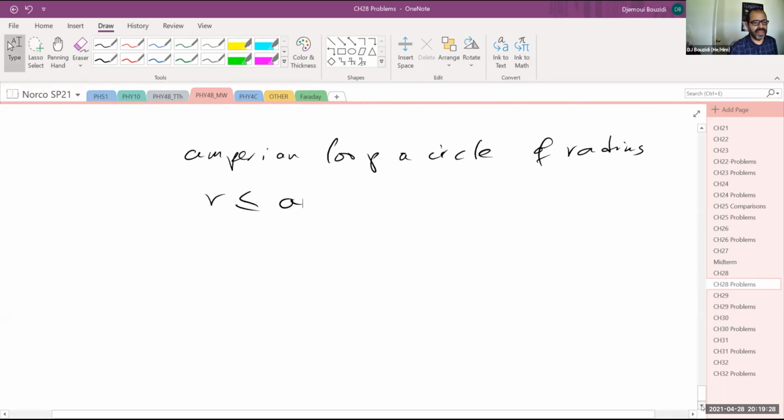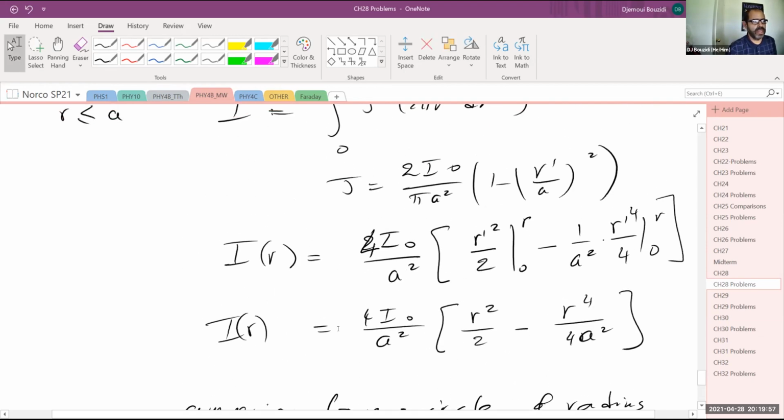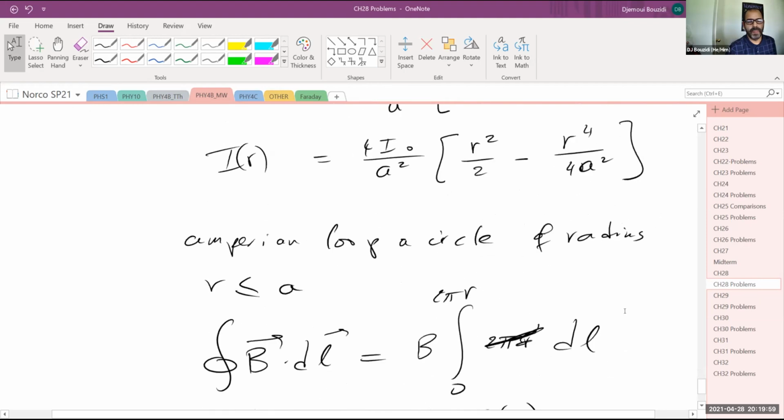So the first side of the circulation, which is this one, B dot dL, is simply going to be B times the integral of dL, which is going to be 2 pi R. On the other side, it's going to be mu naught times this current, which is a function of R that we just found, because the current enclosed will be this whole thing.